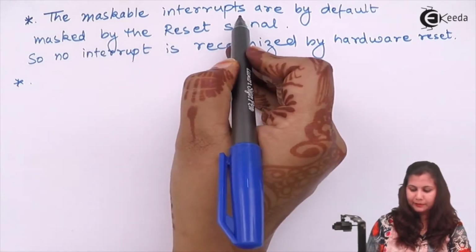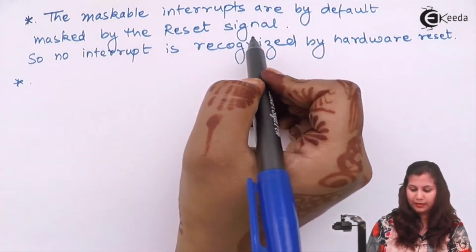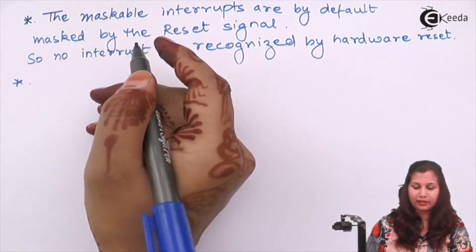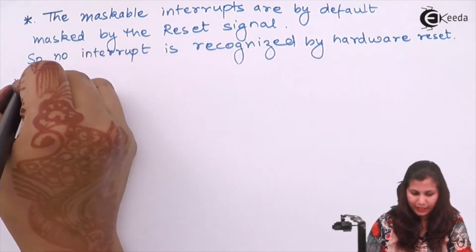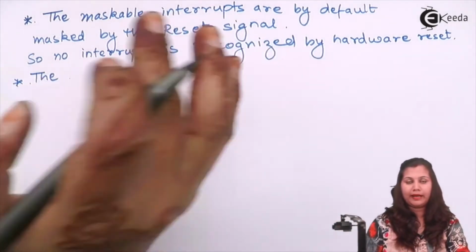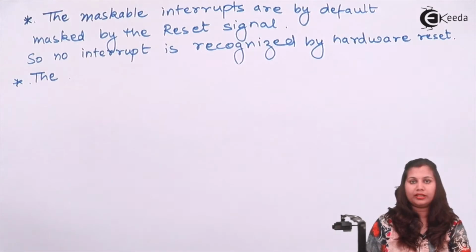Now, the maskable interrupts can be by default masked by the reset signal, and no interrupt is recognized by the hardware. Next, the interrupts can be again enabled by the EI instruction, enable interrupt.